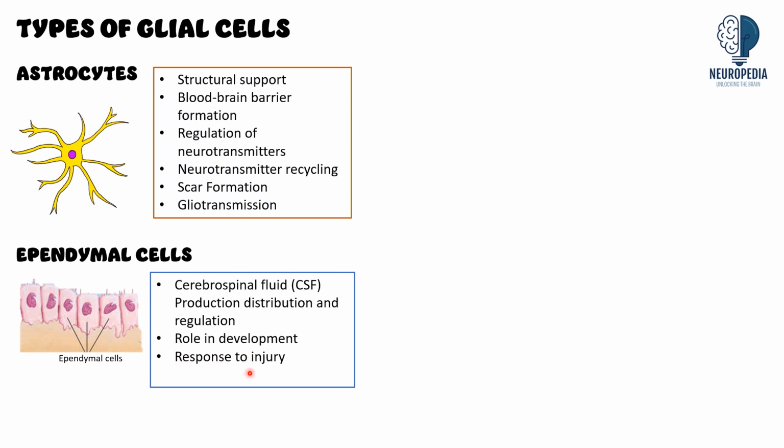Response to injury. In certain circumstances, ependymal cells can become reactive in response to injury or inflammation. This reaction might involve changes in their structure and function to aid in the repair process. So these ependymal cells, with their involvement in CSF production, distribution and regulation, play an essential role in maintaining the proper environment for neural function and protecting the brain and spinal cord from mechanical damage.